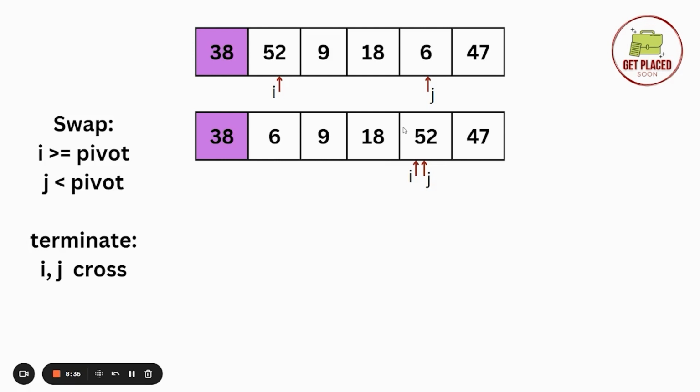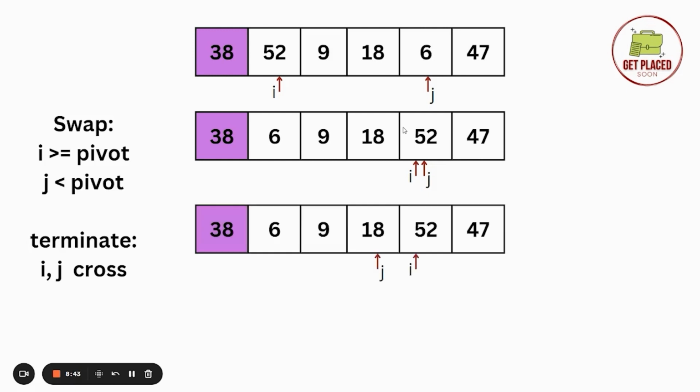Now checking with the j pointer. Is j less than pivot? Is 52 less than 38? No. Then we decrement the j pointer. Is 18 less than pivot? Yes, 18 is less than pivot. Now you can see that i and j pointers cross. The jth index is less than the ith index, right? So what is this condition? This condition is the terminate condition.